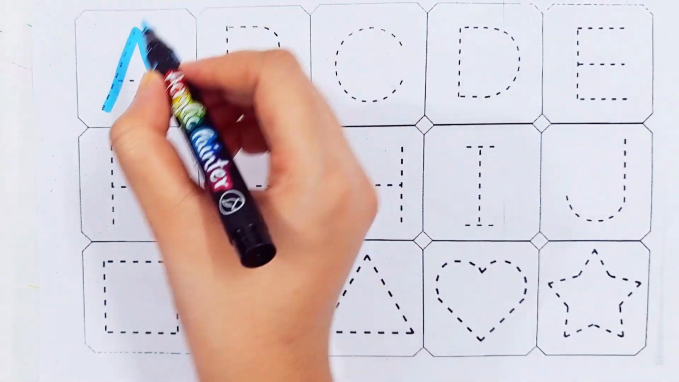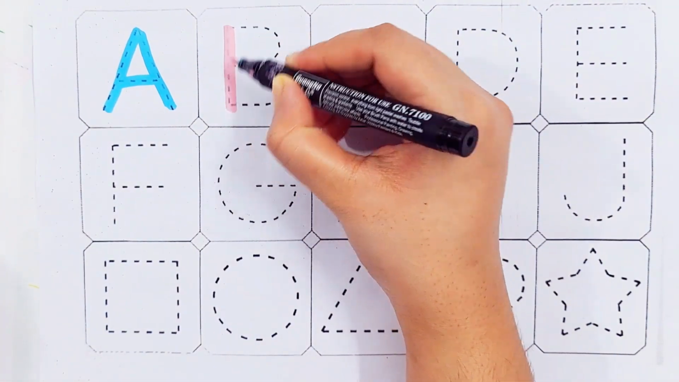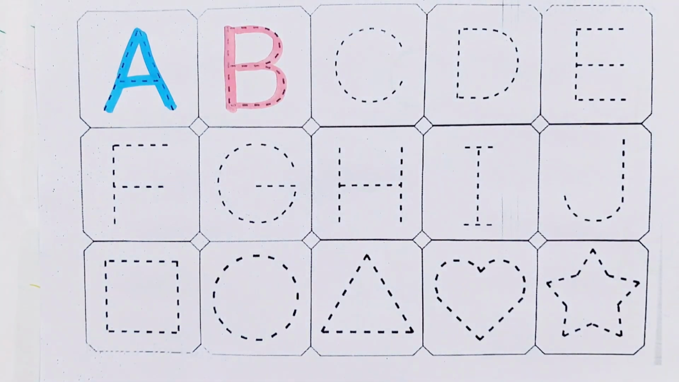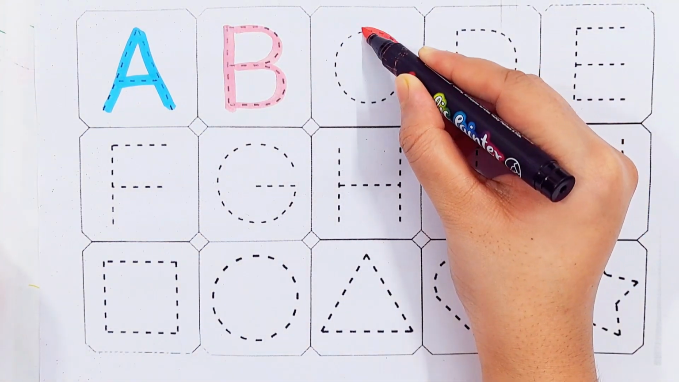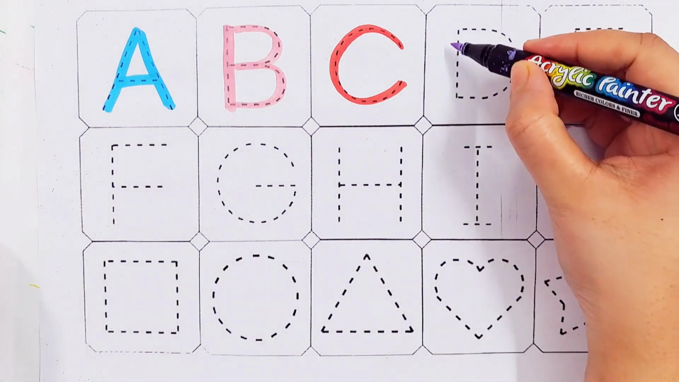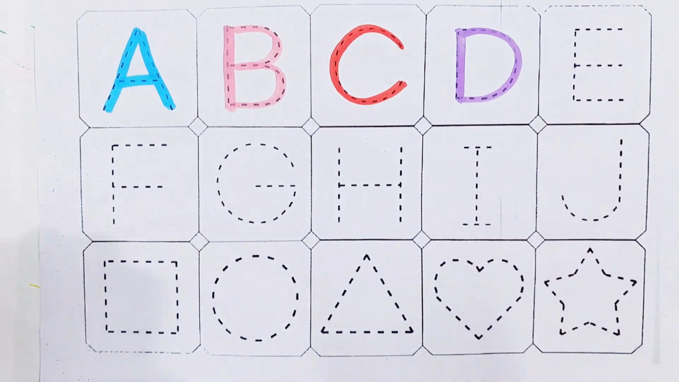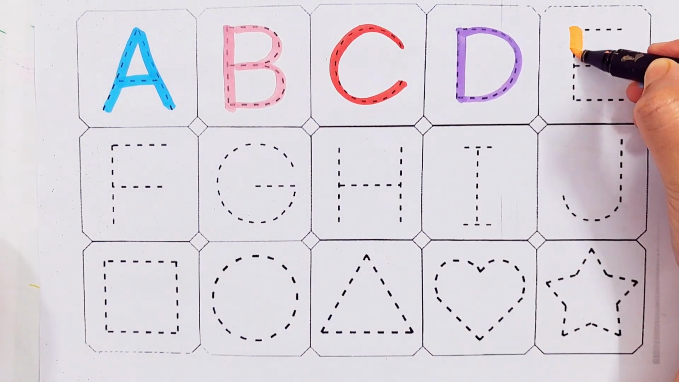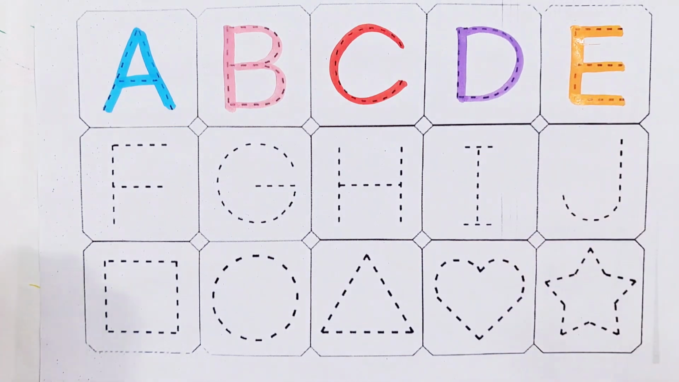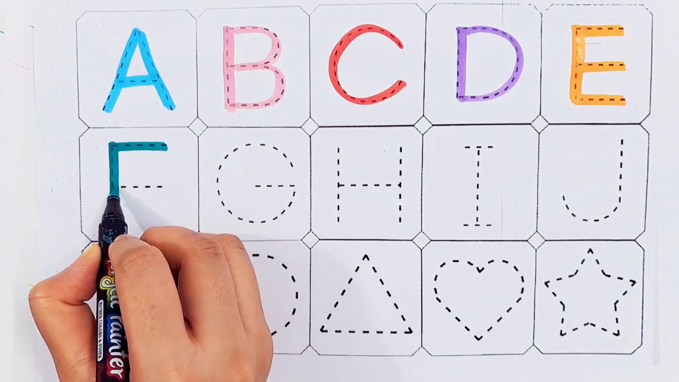A for avocado. B for broccoli. C for chocolate. D for doll. E for elbow. F for fish.